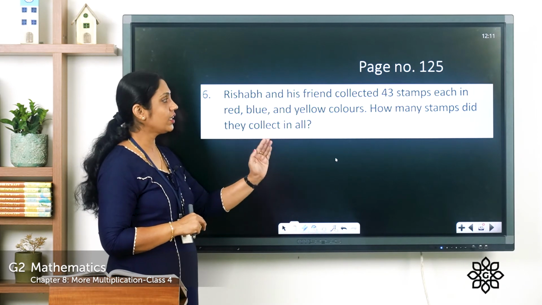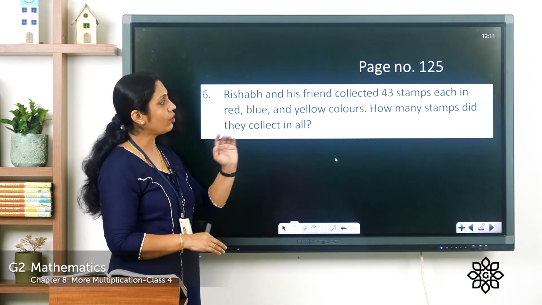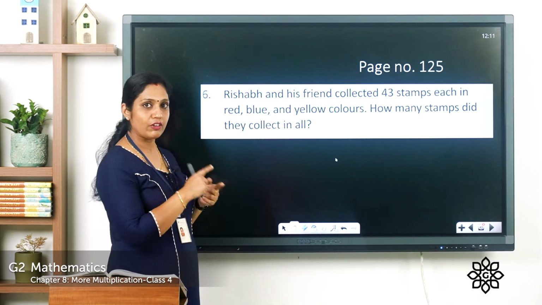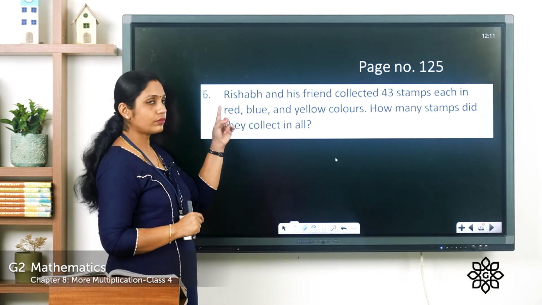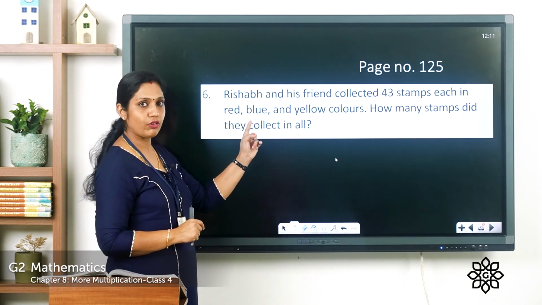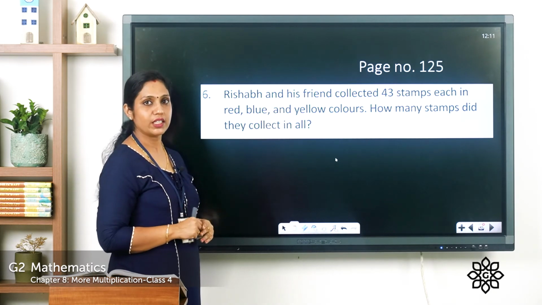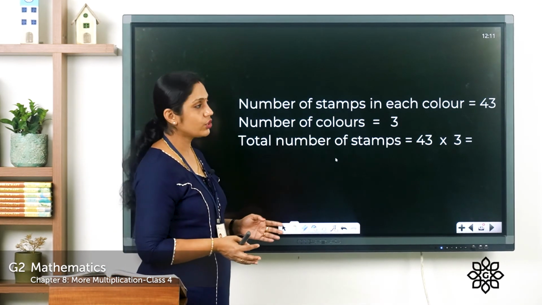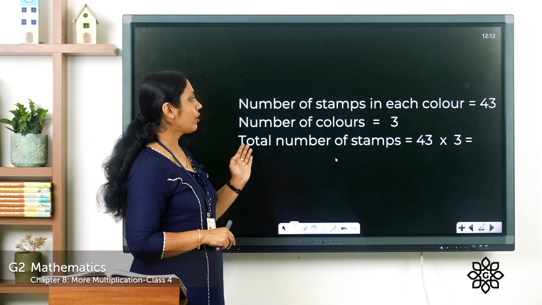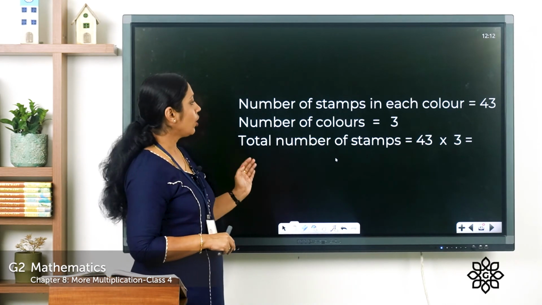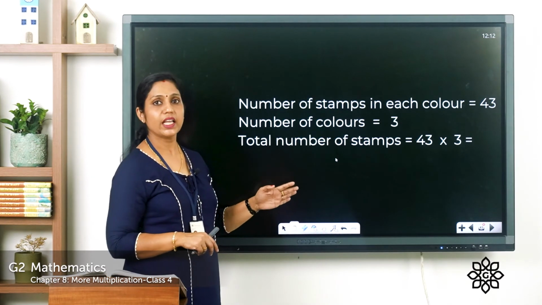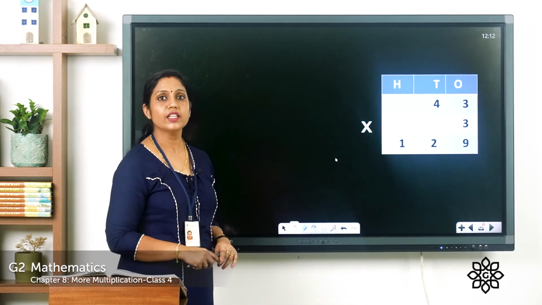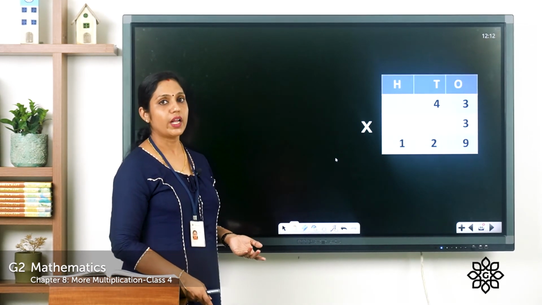So in each color they have 43. So we have to multiply 43 into 3. You can see here there are 3 colors. No other numbers are given. So you have to find out like that. Here in red they have 43 stamps. In blue they have 43 stamps. In yellow they have 43 stamps. So the number of stamps in each color is equal to 43. Number of colors is equal to 3. Total number of stamps is equal to 43 into 3. So how much is 43 into 3? It is 129. So the total number of stamps is 129.